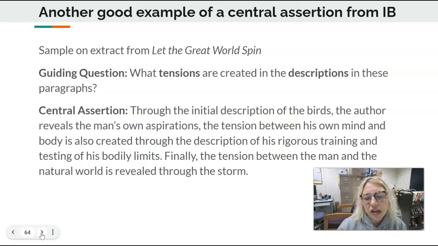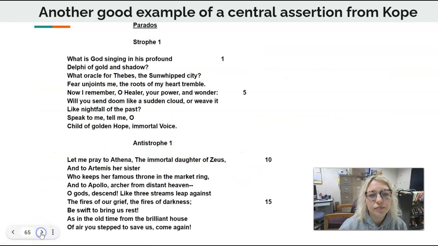So again, they've kind of organized it into 3 key pieces, and all of them have to do with tension and description. And they made it really specific, right? Description of birds. And then we have aspirations are connected to that. Tension between mind and body is created through the description of the training. And then the tension between the man and the natural world through the description of the storm. So 3 key points are made.